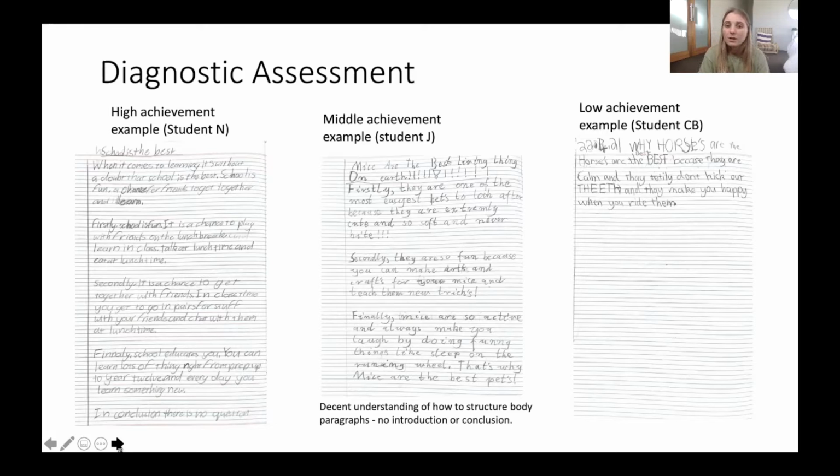Now, the main things that I was looking for within this diagnostic assessment was the general structure. So have they done an introduction, 3 body paragraphs, and a conclusion? And then going even further, how have they structured those individual paragraphs? So for example, there's certain things you need in your introduction, such as listing your 3 reasons and your opinion. A title is important as well. And then within your body paragraph, your conclusion, and backing that up with evidence. So I was looking for those persuasive skills as well.